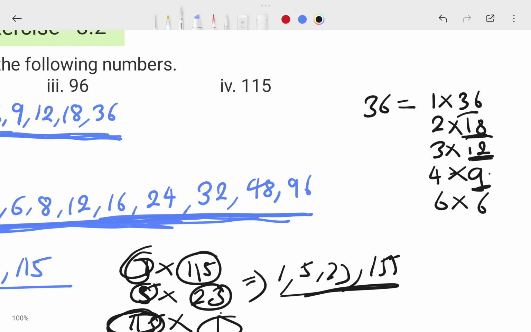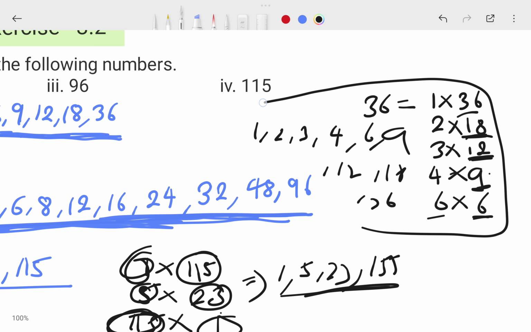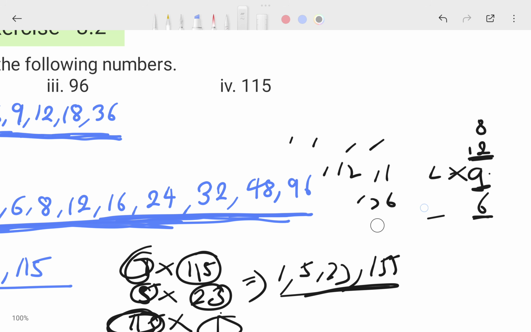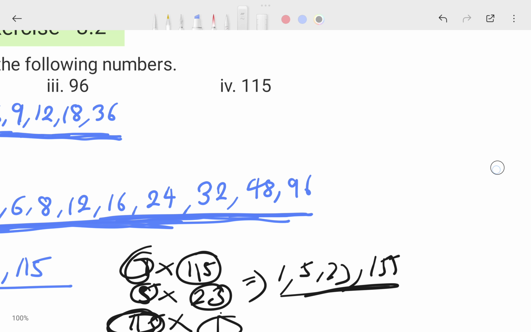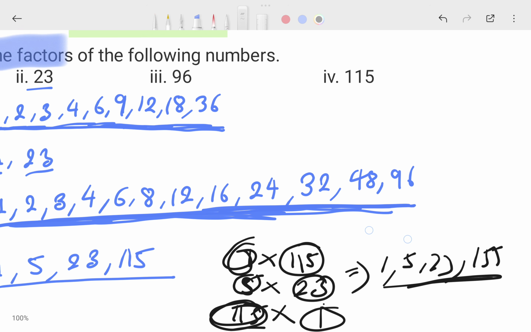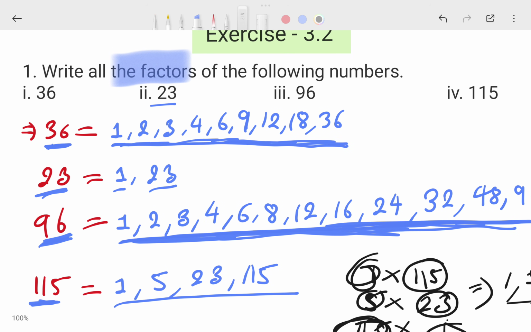36 then. So you can write the factors like that also. 1, 2, 3, 4, and then after 6 is 2 times, don't write 2 times. Then after 9, then after 12, then after 18, then after 36. So you can do like that also. Okay? Simply. Whatever you are multiplying and whatever product you get, you can do like that. The answer will be the same.